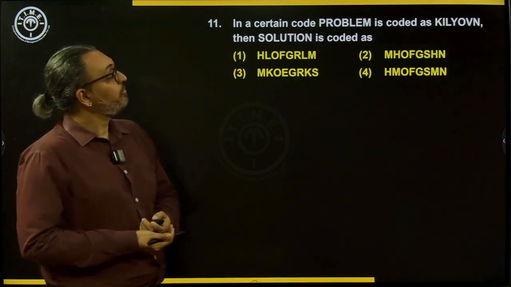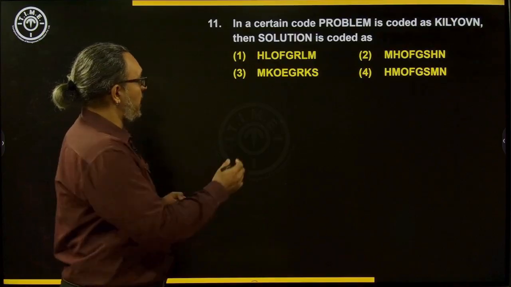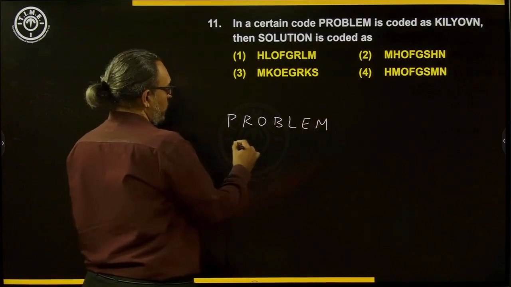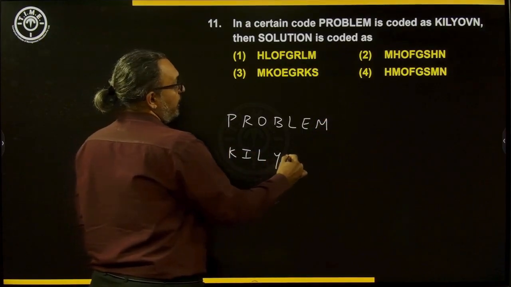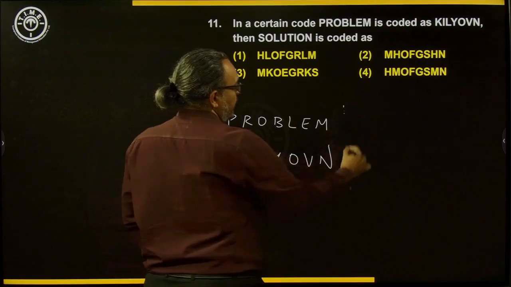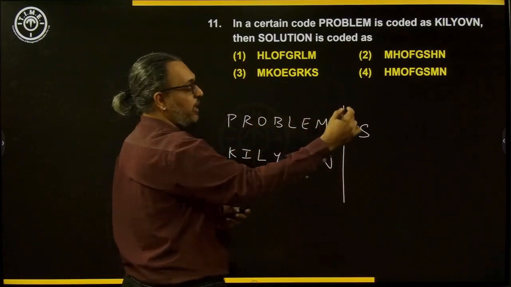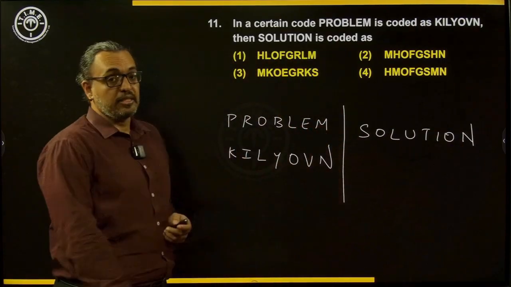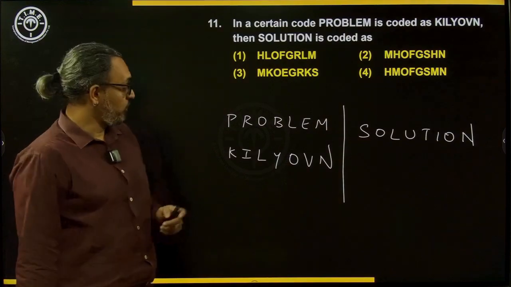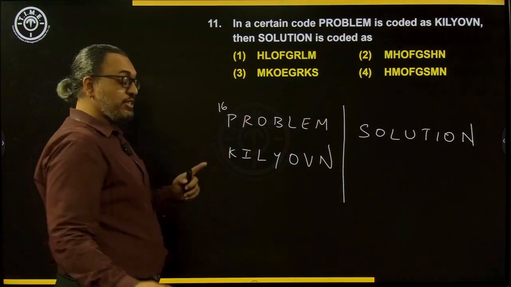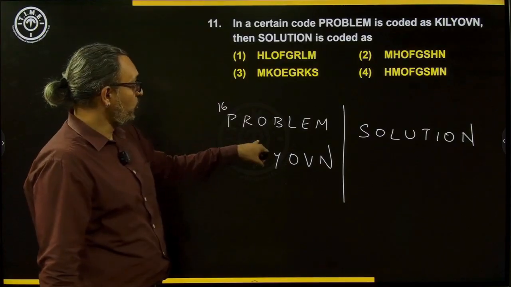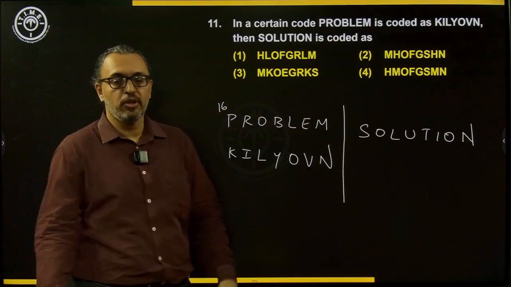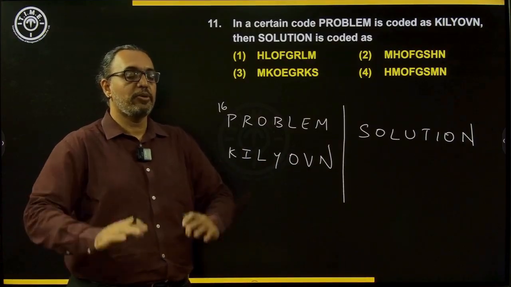Next, in a certain code, problem is coded as KILYOVN. And then he's asking, then solution is coded as. So this is coding. Always look for how a question is asked. That is where we decide whether it is coding or decoding. Here the first focus is always vowels and consonants. For O you have a L, for E you have a V, for L you have a O. There is no logic for vowels and consonants because consonant is replaced by vowel, vowel is replaced by consonant.